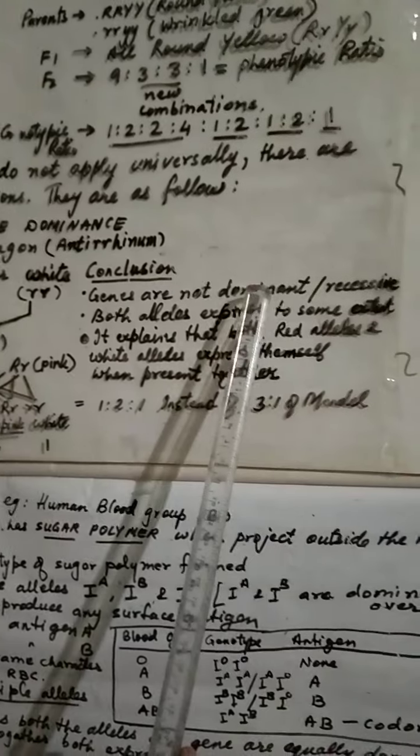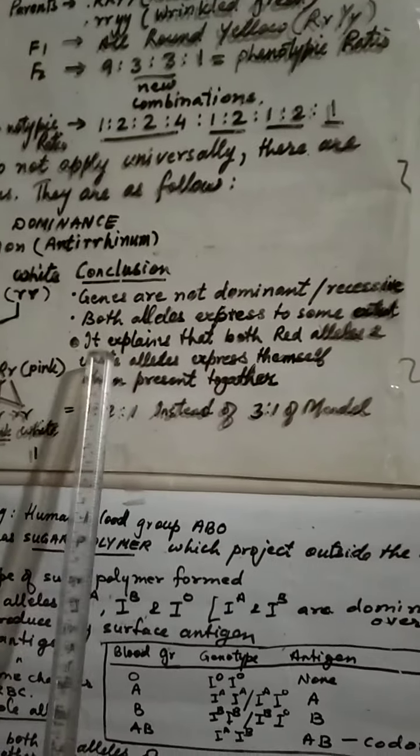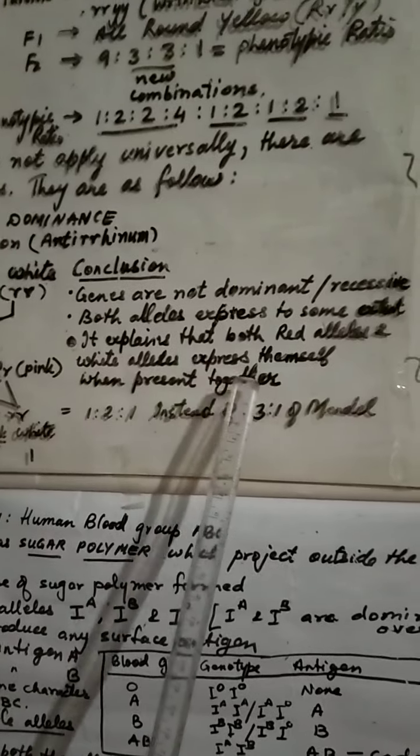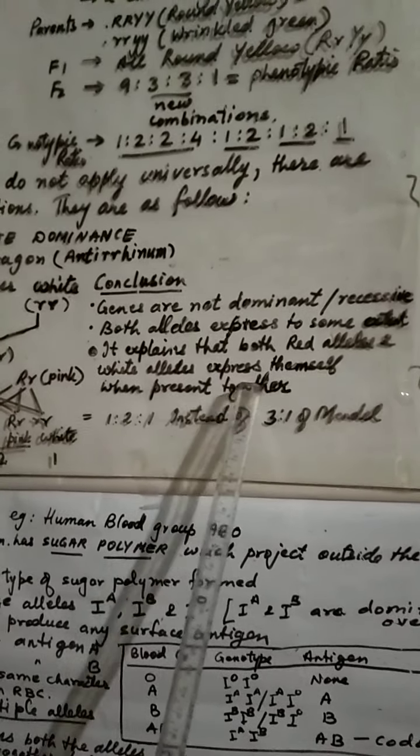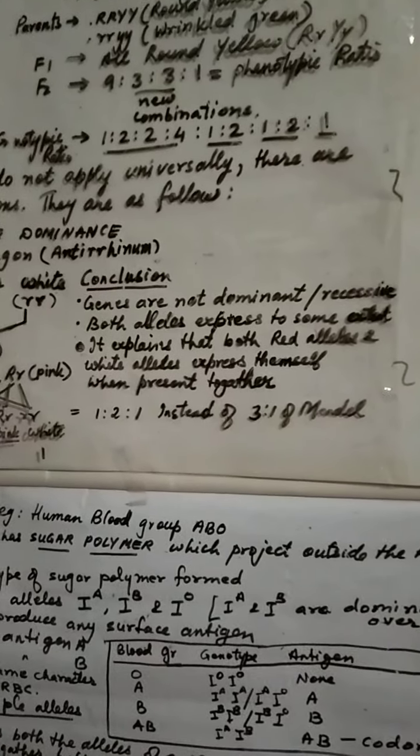So we can say genes are not dominant or recessive. Both alleles express to some extent. It explains that both the red allele and the white allele express themselves when present together. So the new ratio is 1:2:1 instead of Mendel's 3:1. So this is known as incomplete dominance.